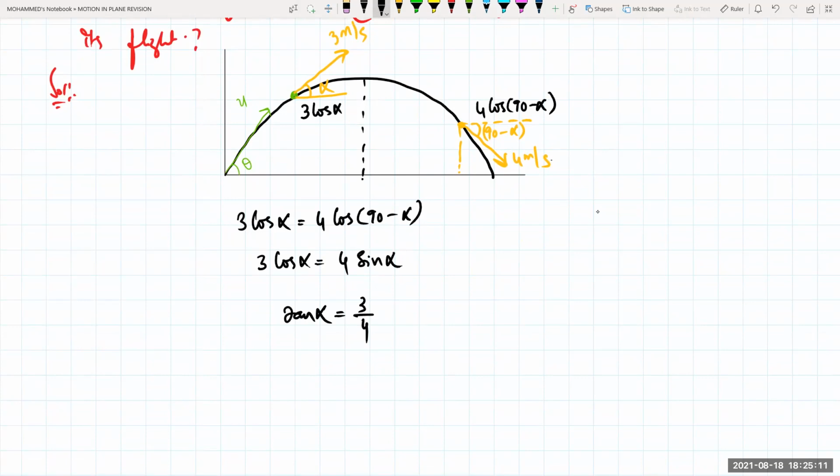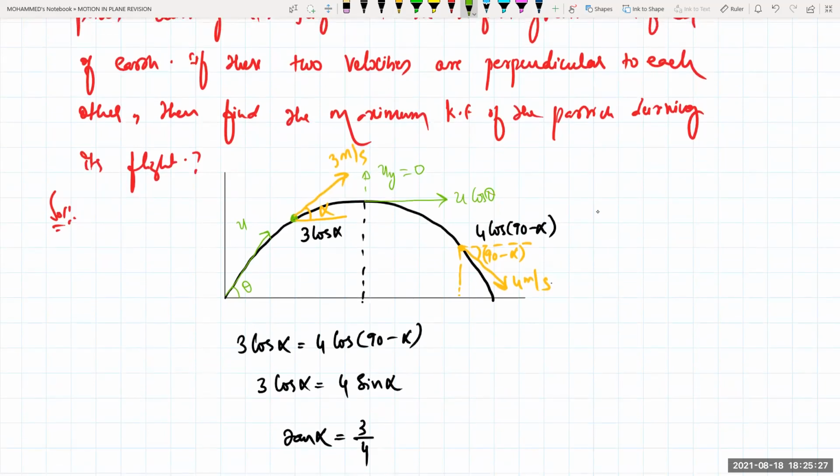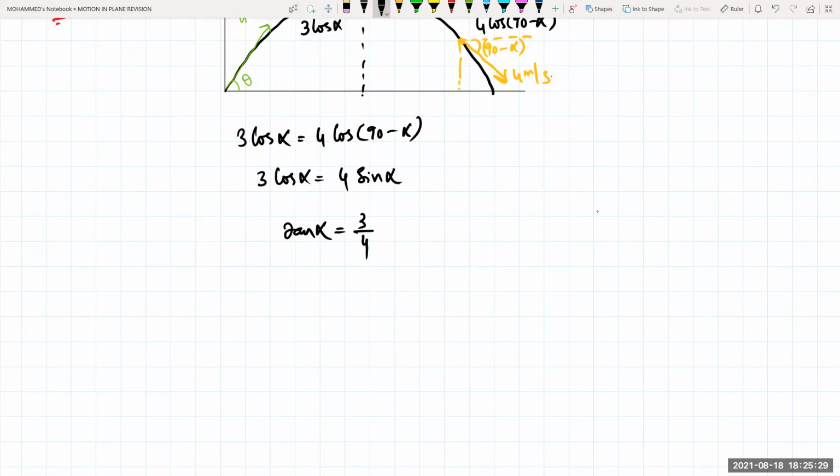Now, what is the velocity at the highest point of the projectile at any time? At the highest point of the projectile, we always get u into cos theta, and the vertical component will always be equal to 0. So at the highest point of the projectile, the horizontal component of velocity, u into cos theta, must be equal to how much? 3 into cos alpha. And then kinetic energy will become how much?